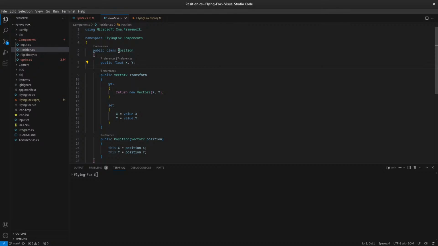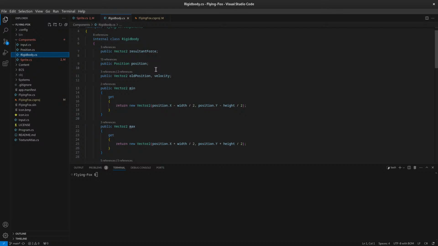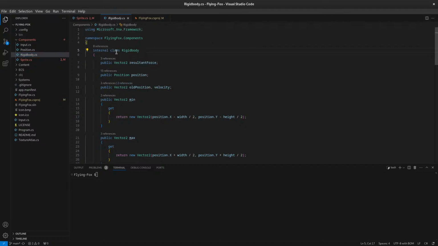So when we pass this position to both sprite and to rigid body, we are storing references to the original position. So then we can just say position.x plus 10, and it will be updated in the registry, in the rigid body, and in the sprite. So we will see the result of that everywhere. Now of course, if you'd like to use more structs, we can make rigid body a struct if no other class is going to use it.